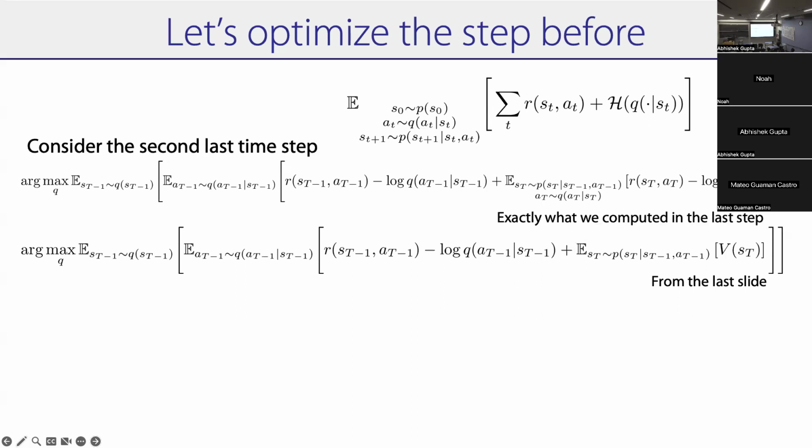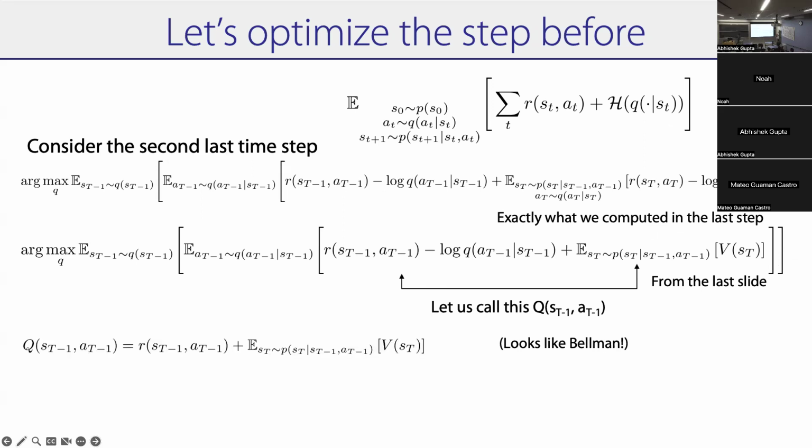Now we'll do a little more funny business. We will call r plus expected V as Q. Just like we did in the Bellman equation, at the last time step we said Q is equal to the reward, because there are no future time steps. But at the second last time step, let's call Q the reward plus expected value in the future. So we're going to define the Q function as current reward plus expected value in the future. And that's literally your Bellman equation. That's literally what you did in your Bellman equation.